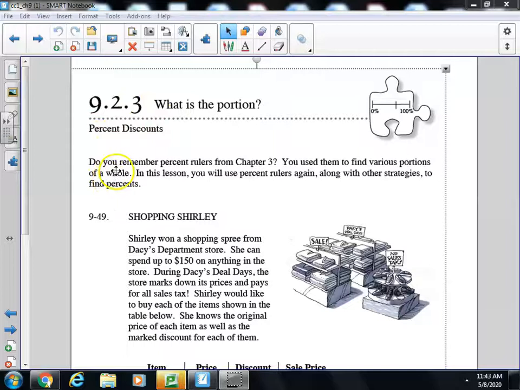Do you remember percent rulers from Chapter 3? You use them to find various portions of a whole. In this lesson, you will use percent rulers again, along with other strategies to find percents.